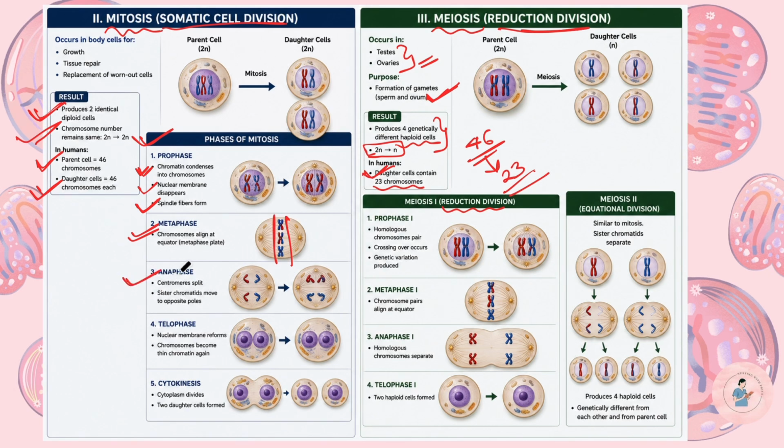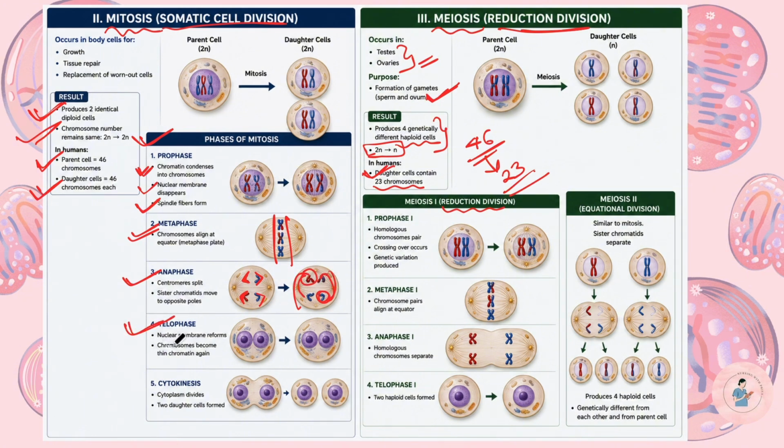In the anaphase, these chromosomes or the centromeres, they split and the sister chromatids are formed. These are the sister chromatids which are formed and they are moved to the opposite directions, one at the north pole and one at the south pole.